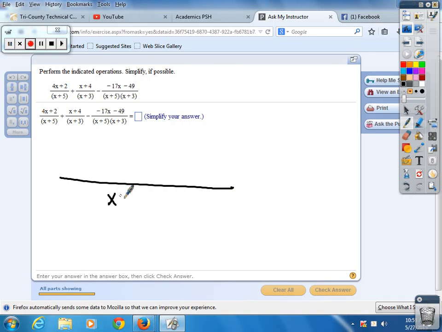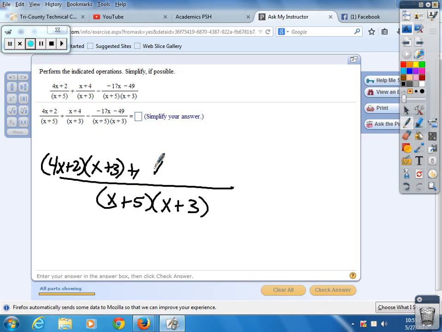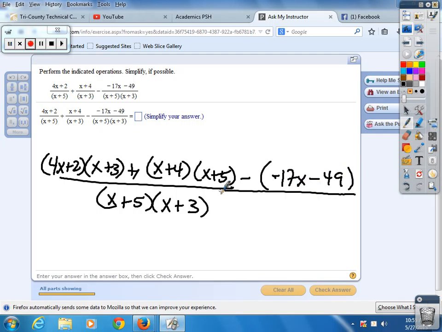Just write down the common denominator right here. And then say this multiplied by what's missing, x plus 3, plus x plus 4 times what's missing, x plus 5, minus, parentheses, negative 17x minus 49. See, that's the way you can do it without doing the baby step.